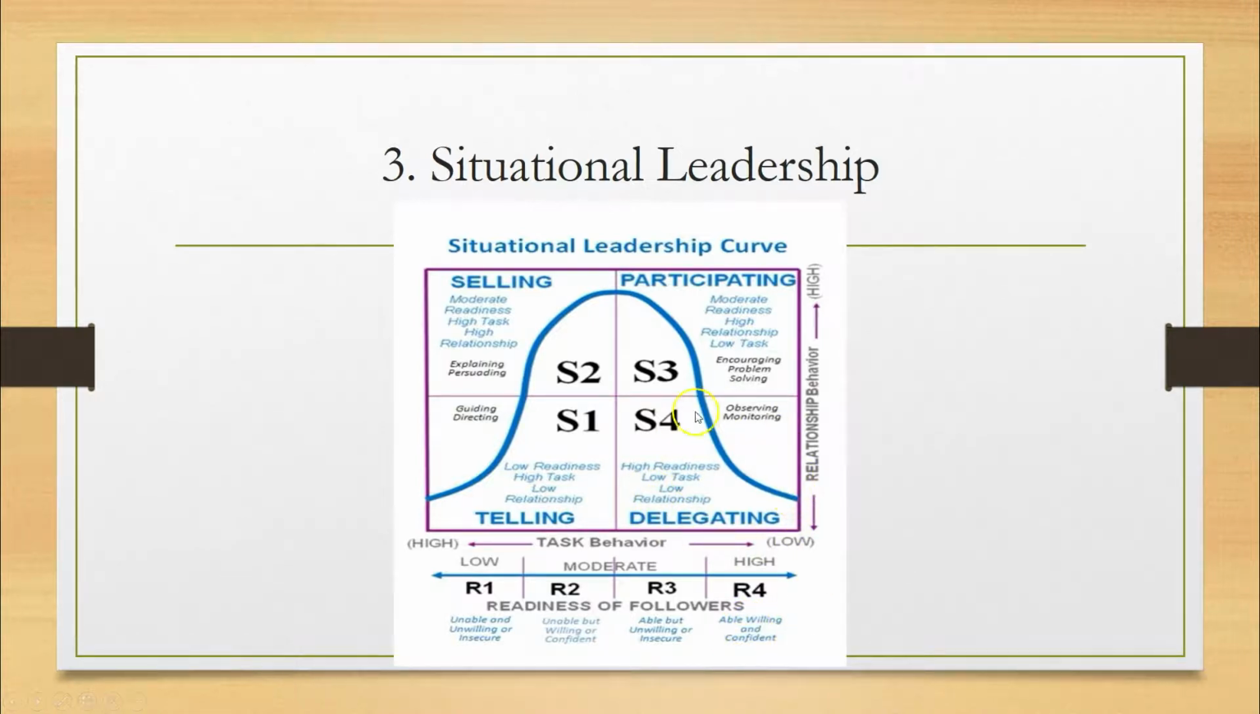Actually, we call it delegating. Delegating means you just let them know what needs to be done. They are highly motivated themselves. They don't need you to tell them what to do. See, low here. They also don't need you to support so much. They know what to do already. Okay, so this is what situational leadership is all about.